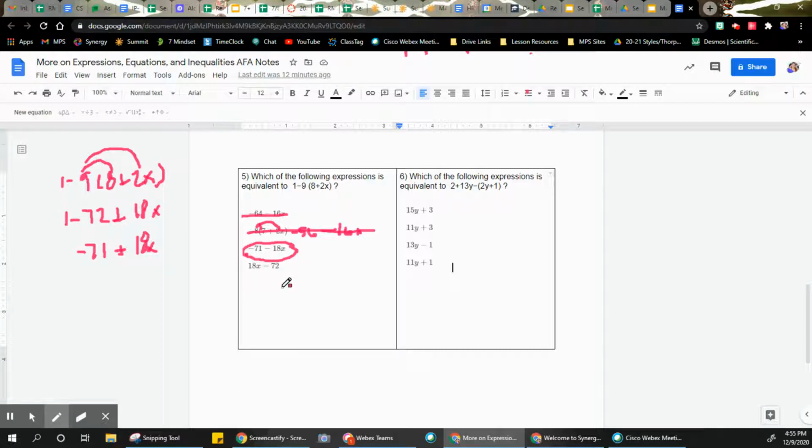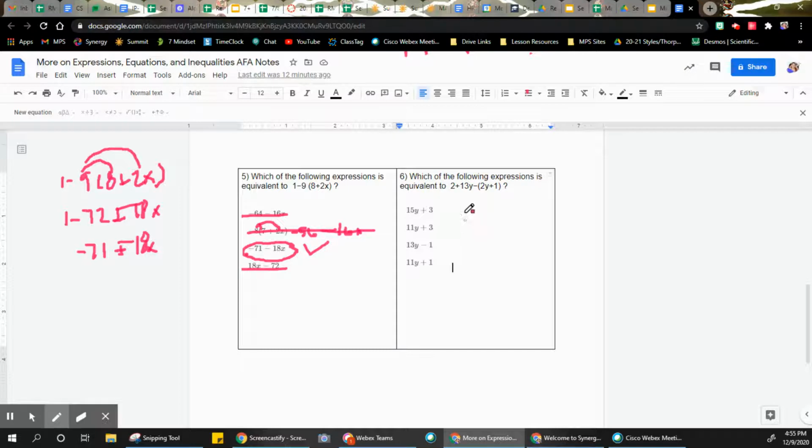This one is 18 minus 72x. That is not going to be the same because we're subtracting 71, not 72. So the answer is number 3 because remember, the negative would have distributed, so it's negative 71 minus 18x. All right, moving on to our final problem.